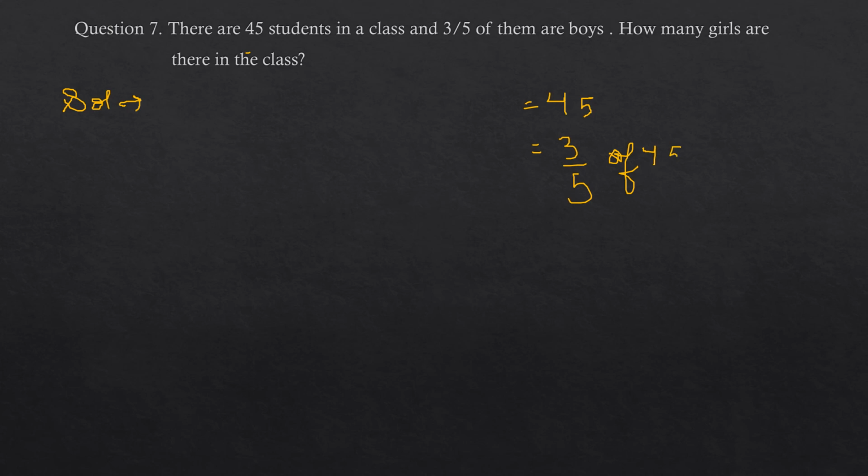Now we will take out the 3/5 of 45 first. How will we take it out? 3/5 of means multiplication, 3/5 of 45. Now we will solve this. 5 ones are 5, and 5 nines are 45. 9 into 3 gives us 27, means 3/5 of 45 is equal to 27, means number of boys. Now the statement will be number of boys is equal to 27. But according to the question, you have to find out the number of girls in the classroom.